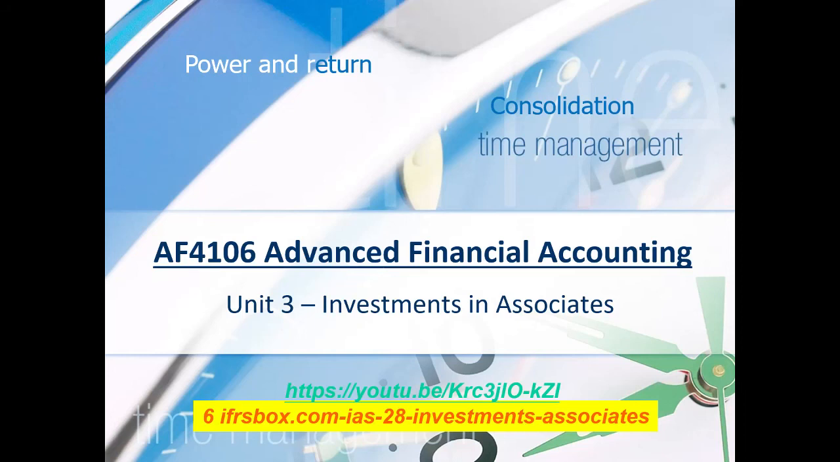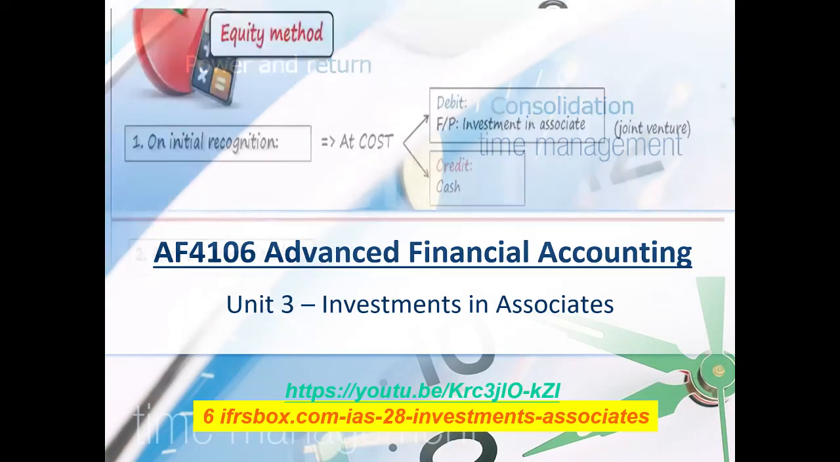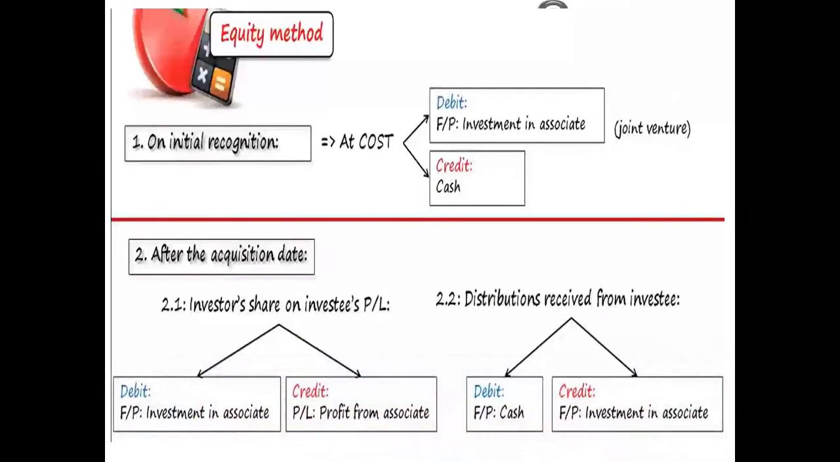Now we come to Unit 3, investment in associates. For investment in associates, we'll use the equity method. In summary, what is the equity method? Equity method simply means that on initial recognition, everything will be stated at cost. So the investment in associate will be stated at cost.